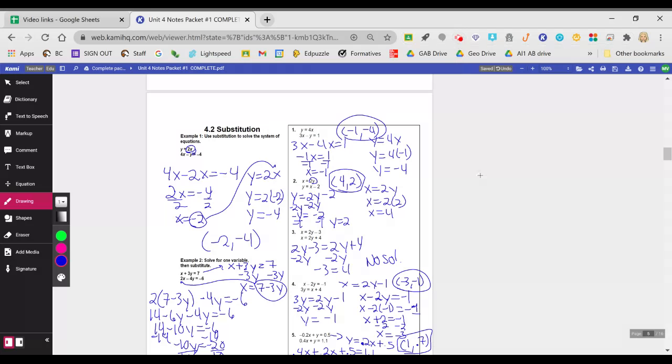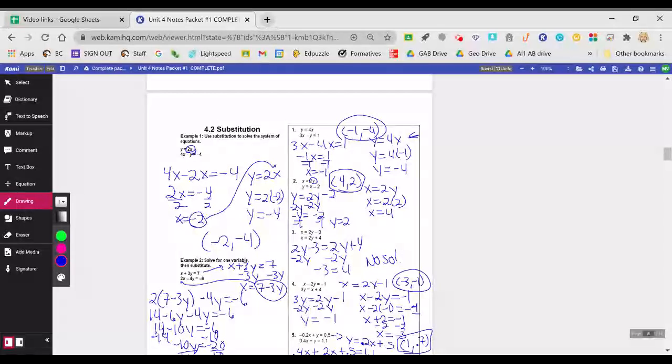Okay, so number 1, I substituted 4x in for y in the second equation, which gave me 3x minus 4x equals 1. Which then gave me x equals negative 1. I then chose the top equation to find y, and so I did y equals 4 times negative 1, which gave me y equals negative 4. So my solution is negative 1, negative 4.